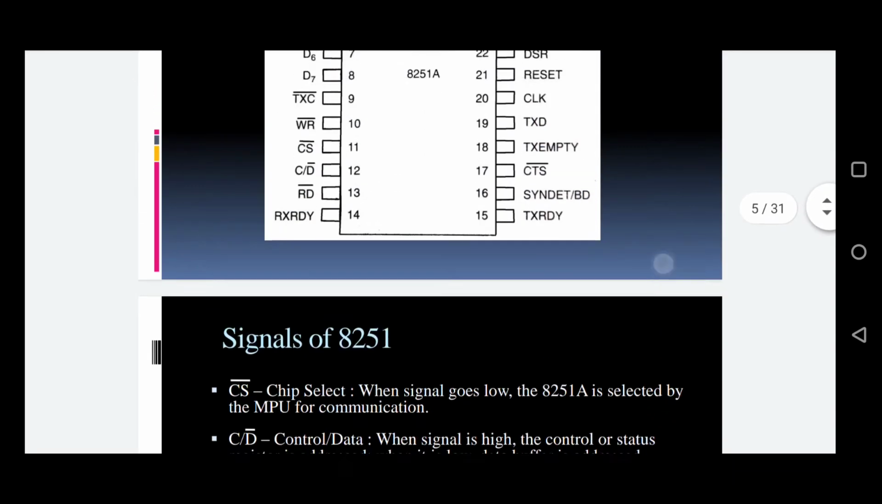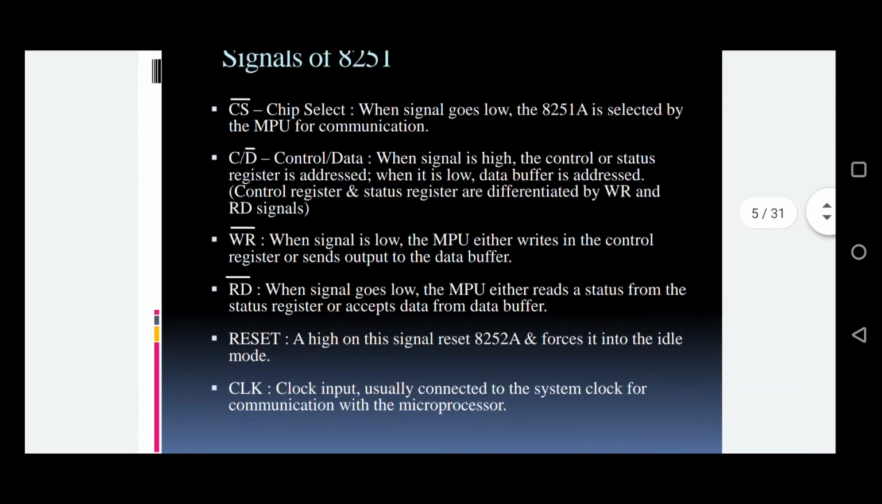Let us see the signals of 8251. CS is the chip select signal. When this signal goes low, the 8251 is selected by the microprocessor for communication. That is its function. And then C/D, control and data. This signal has two conditions.